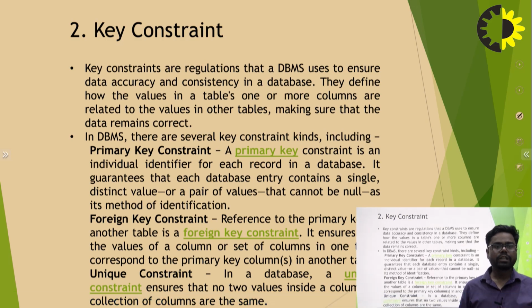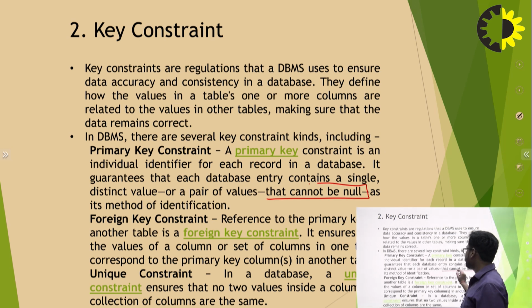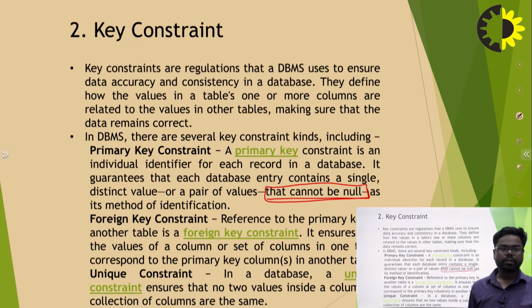A primary key constraint is an individual identifier for each record in a database. It guarantees that each database entry contains a single distinct value or a set of values that cannot be null. This is important, as I have told you, the primary key cannot be null as it is the method for identification. Next, foreign key constraint. A reference to a primary key in another table is known as a foreign key constraint. It ensures that the value of a column or set of columns in one table corresponds to the primary key column in another table.